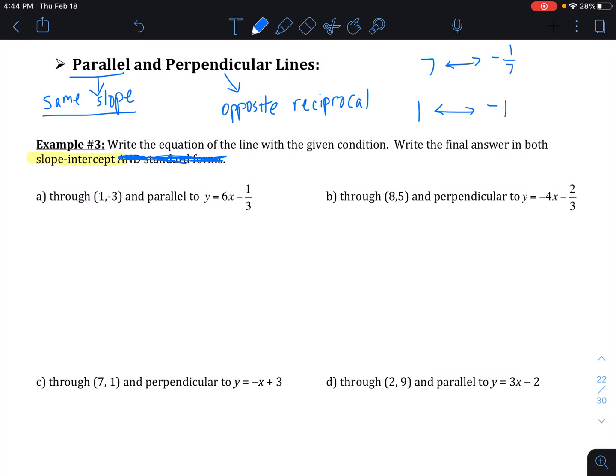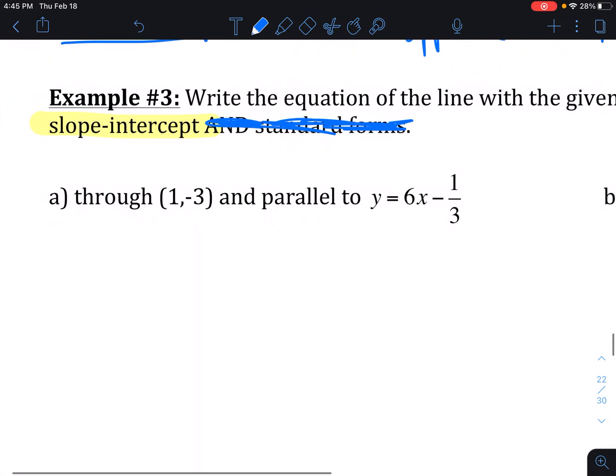So let's look at A. The given condition, it's saying it's going through a point, (1, -3), and it's parallel to this equation, y equals blah, blah, blah. So what I want to do here, if I want to write an equation of a line, remember I need a point and a slope. Well, I got my point here, right here. What about my slope? Well, that comes from the other equation.